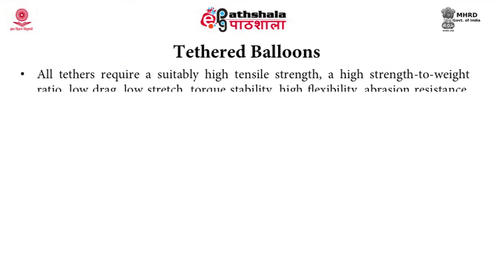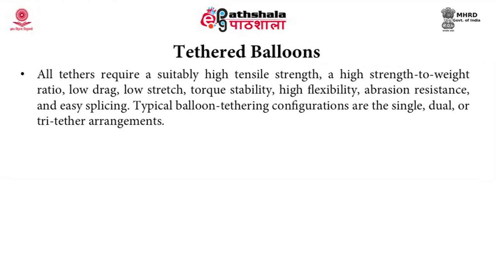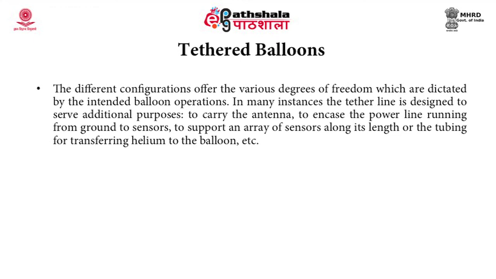All tethers require a suitably high tensile strength, a high strength to weight ratio, low drag, low stretch, torque stability, high flexibility, abrasion resistance, and easy splicing. Typical balloon tethering configurations are the single, dual, or tri-tether arrangements. The different configurations offer various degrees of freedom, which are dictated by the intended balloon operations.